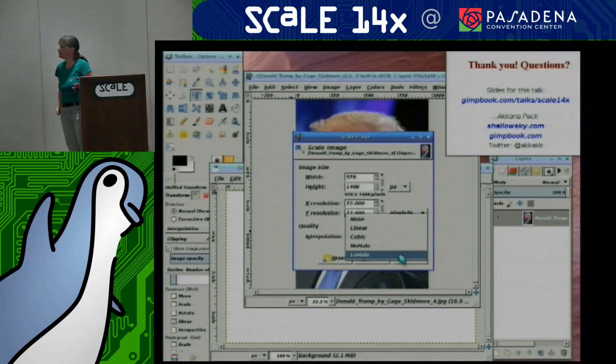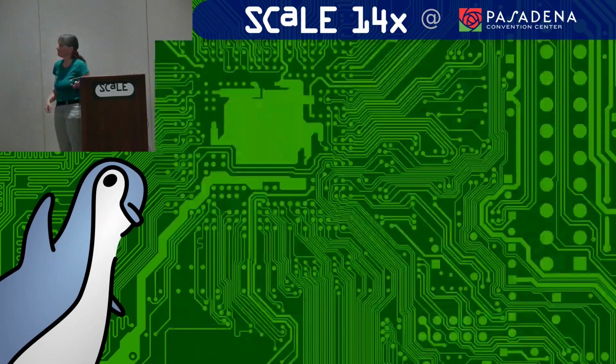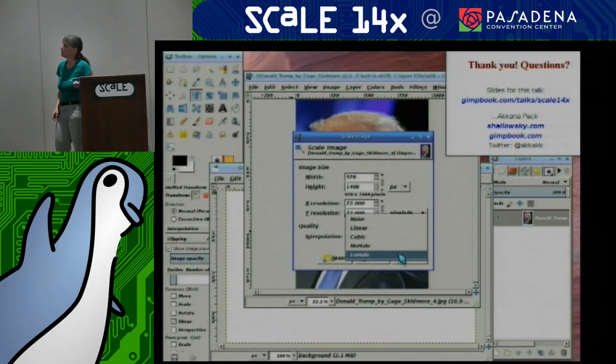Yes? So you made text and it looked smooth in GIMP, but when you exported it to another format, it looked jaggy?